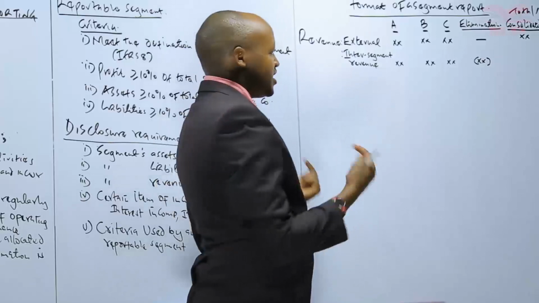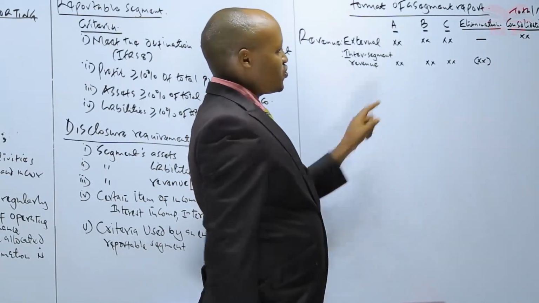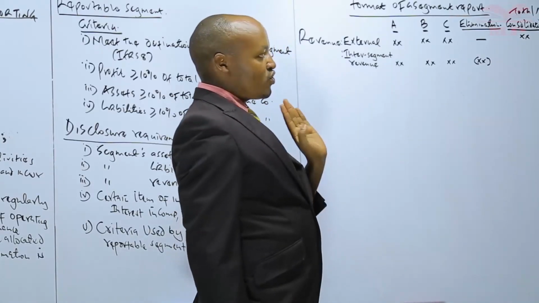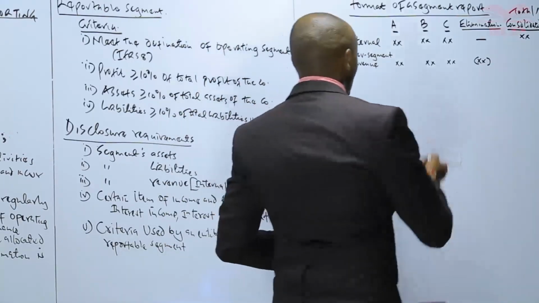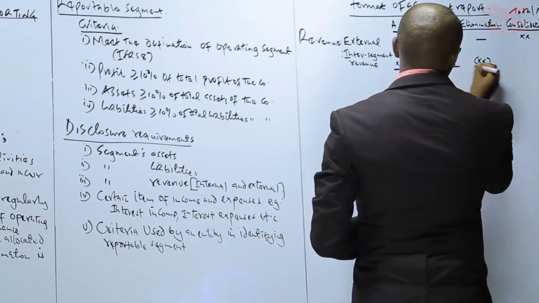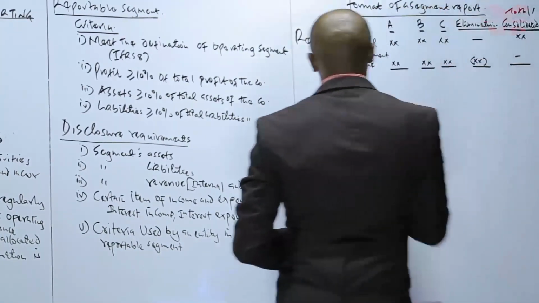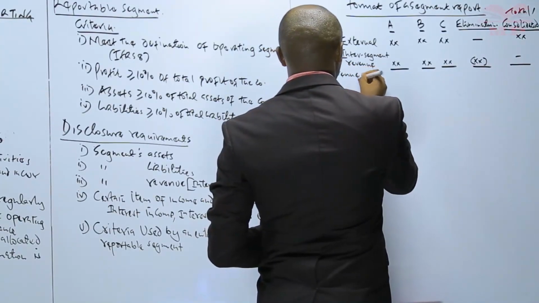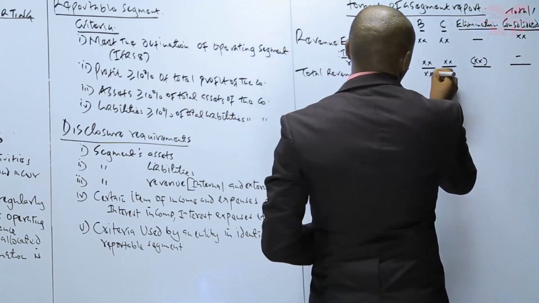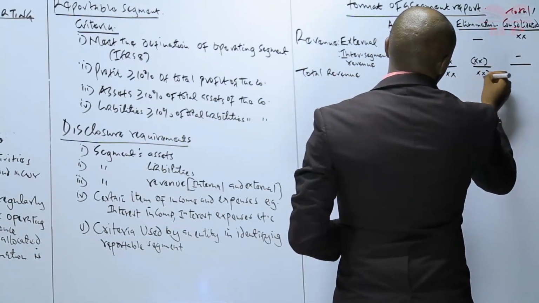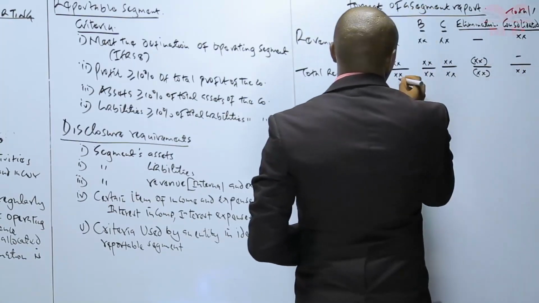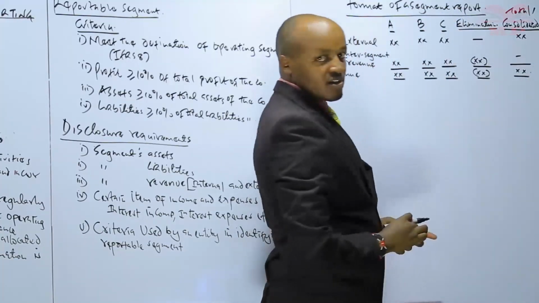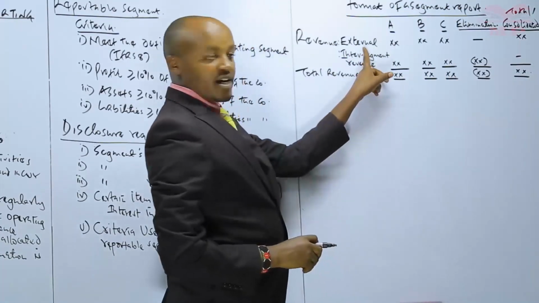So any internal sales or intersegmental sales should always be eliminated there, such that in the consolidated column, what we should be having should only be the external sales. So we then get the total revenue for each segment, and then here we will be having the elimination for internal revenue. So whatever we will be having there as our total revenue should only include the external revenue.